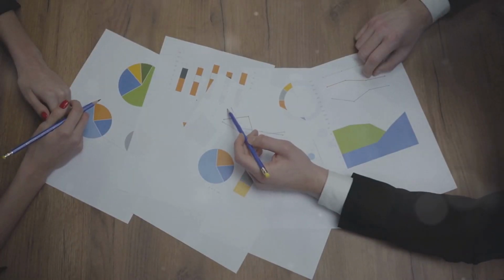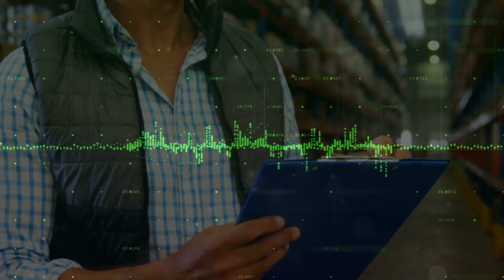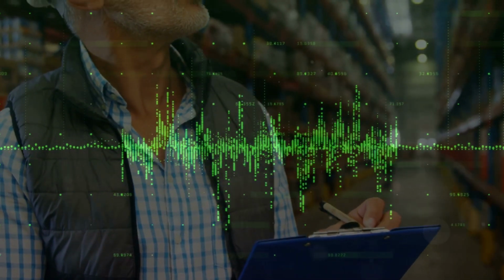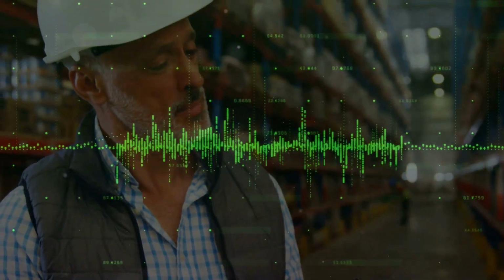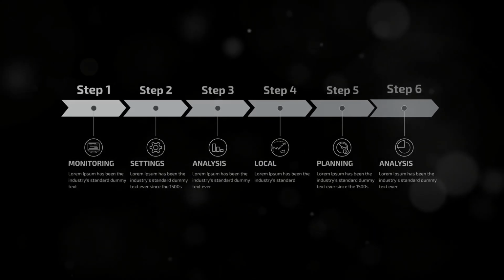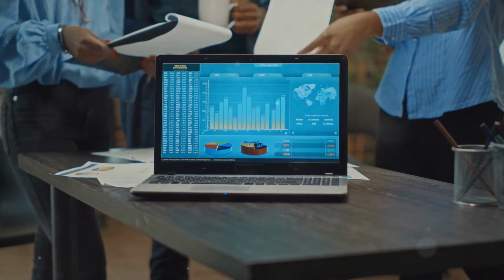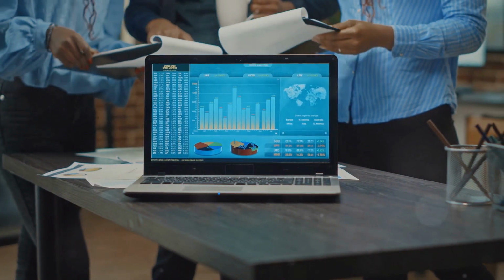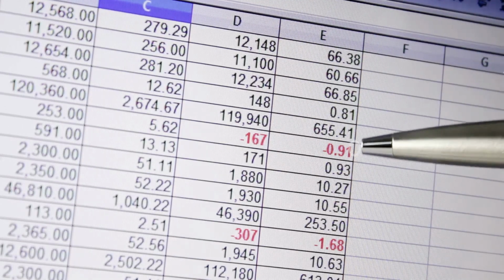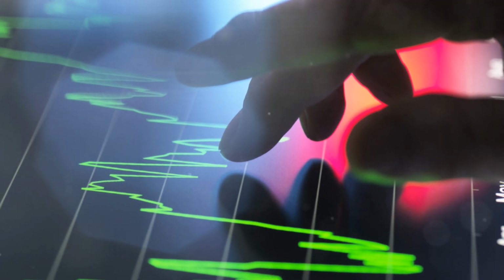Comparing these two figures reveals variances. These variances, whether positive or negative, provide valuable insights. For example, if your actual material cost is higher than your standard cost, it could indicate waste, theft, or rising supplier prices. On the other hand, a lower actual cost might suggest efficient operations or a favorable bulk purchase. By analyzing these variances, you can identify areas for improvement and make informed decisions to optimize your operations. Understanding the difference between actual and standard costs isn't just about numbers on a spreadsheet. It's about gaining a deeper understanding of your business's financial health.